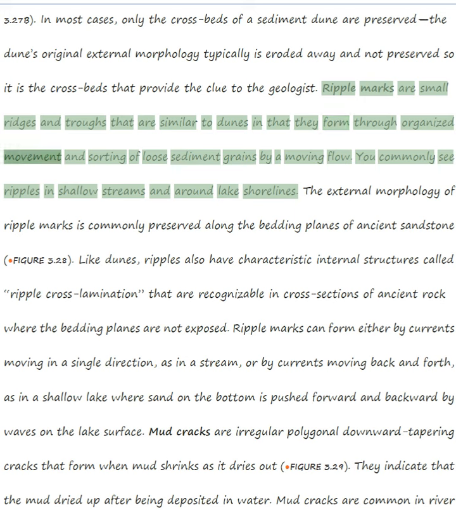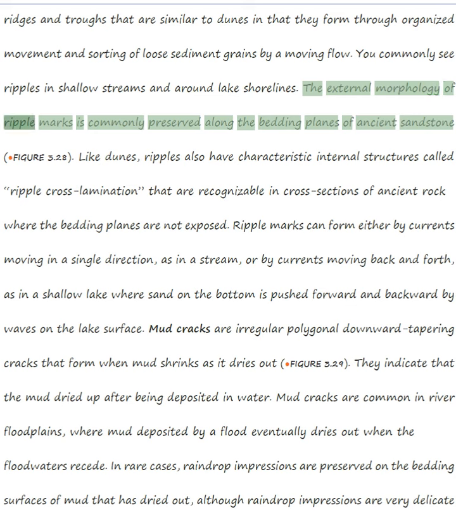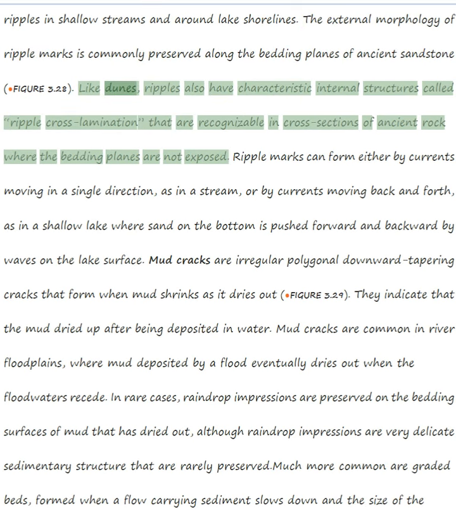Ripple marks are small ridges and troughs that are similar to dunes in that they form through organized movement and sorting of loose sediment grains by a moving flow. You commonly see ripples in shallow streams and around lake shorelines. The external morphology of ripple marks is commonly preserved along the bedding planes of ancient sandstone. Like dunes, ripples also have characteristic internal structures called ripple cross-lamination that are recognizable in cross-sections of ancient rock where the bedding planes are not exposed.